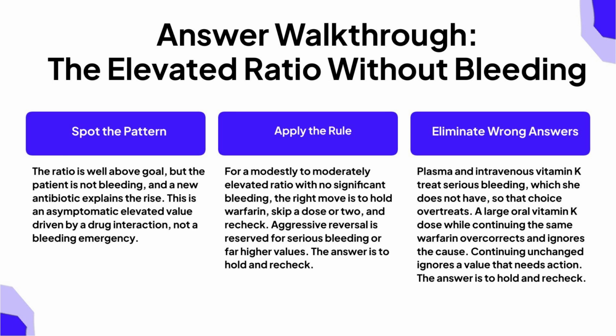Giving plasma and intravenous vitamin K treats a bleeding emergency she simply does not have, so it overtreats. A large oral dose of vitamin K while continuing the same warfarin swings her too far and ignores the interaction. Continuing the dose unchanged ignores a value that clearly needs action. The correct answer is to hold warfarin and recheck. Notice how labeling the value and checking for bleeding pointed you straight to it.